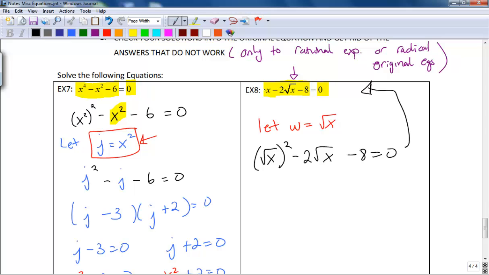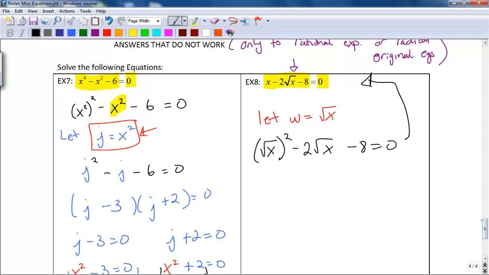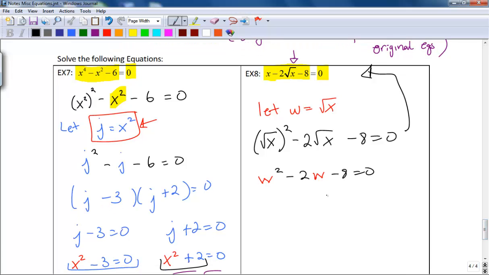Well, that might be really helpful in order to do the substitution, because I said that w was equal to the square root of x. So that means now wherever I see a square root of x, I can stick a w. So I could rewrite this equation as w squared minus 2w minus 8 equals 0. Am I a quadratic that I can factor or solve now? I sure am. So let's go ahead and factor this, because it does factor.